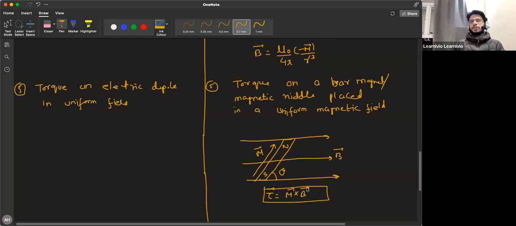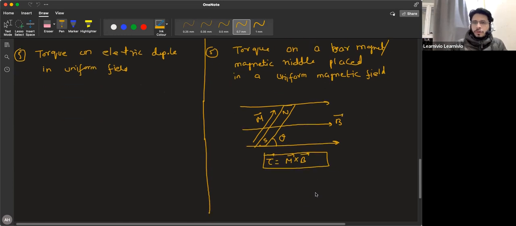We derived this expression in chapter number 4 also. This was for a current carrying coil in a uniform magnetic field. The torque is m cross B. When you open this expression, it comes out to be torque is mB sine theta.